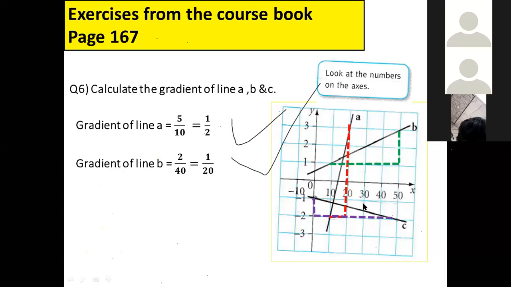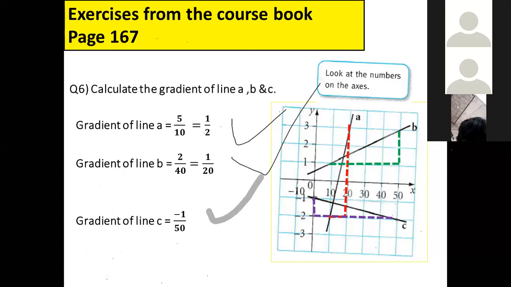I chose the same 2 points. Yes, it's a decreasing line. So it's -1 divided by 50. Oh, sorry. It's -1 divided by 50, and this is great.